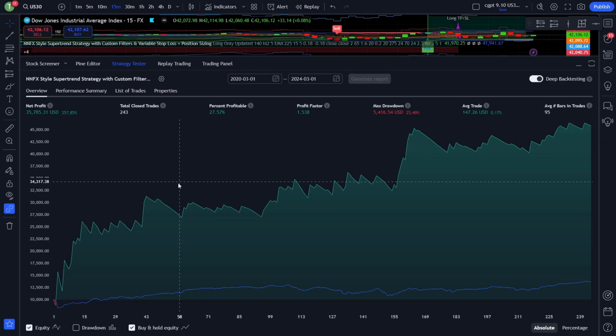During these 4 years, this script took 243 trades, generated 350% net profit with a 1.5 profit factor and only 25% maximum drawdown.